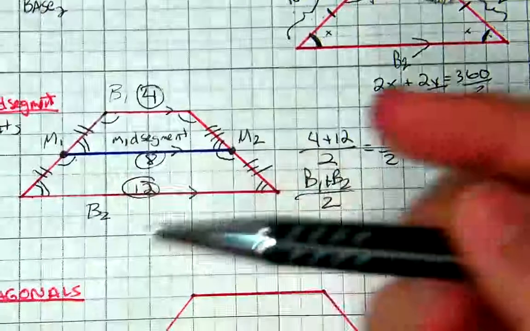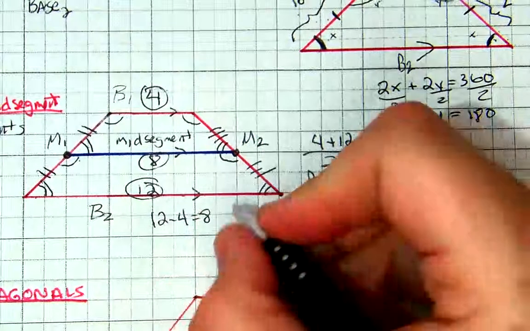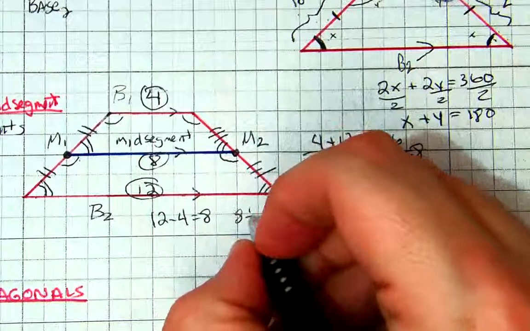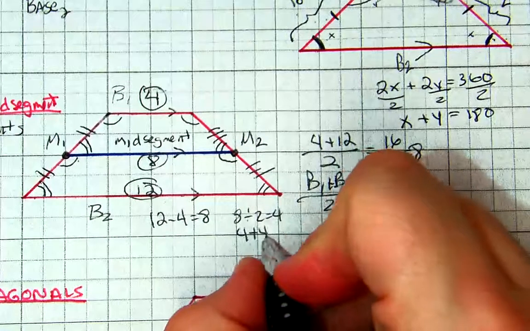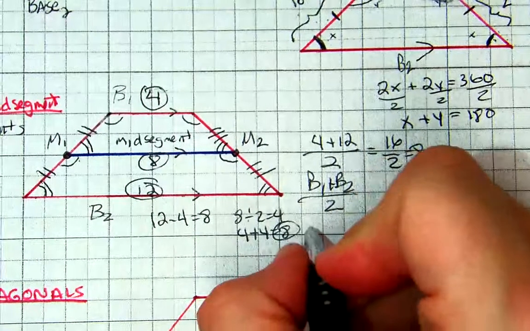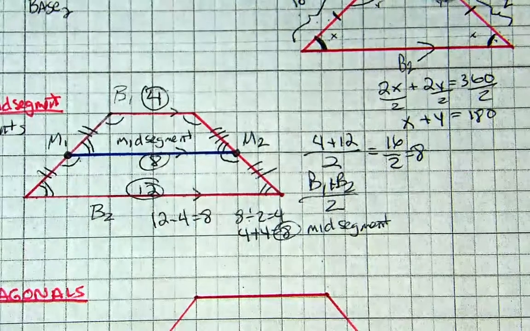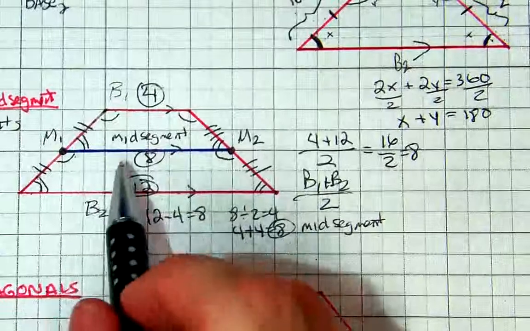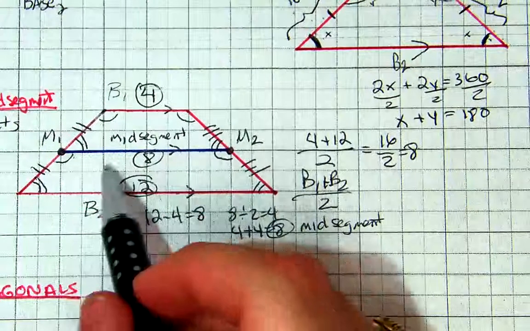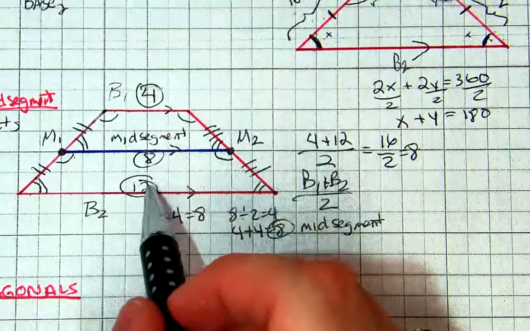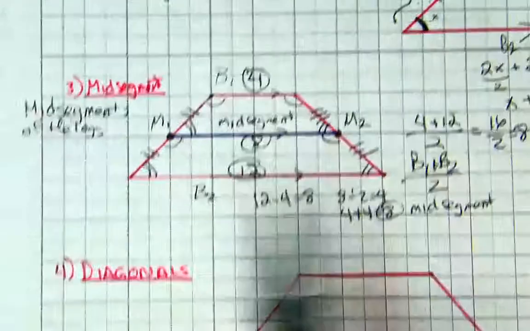Or you could have said from 4 to 8 is 12, or from 4 to 12 is 8. So I could have said 12 minus 4 is equal to 8. Then say, well, 8 divided by 2 is equal to 4. And I could have said 4 plus 4 then is equal to 8. That's my midsegment. So this midsegment's pretty cool because you get all these really cool congruent angles because the midsegment is parallel to the bases, and the midsegment is half the average of the bases.